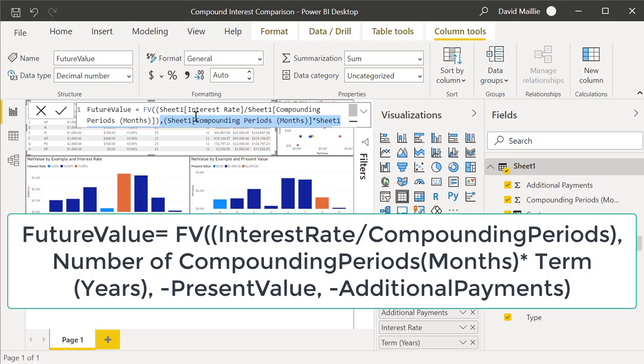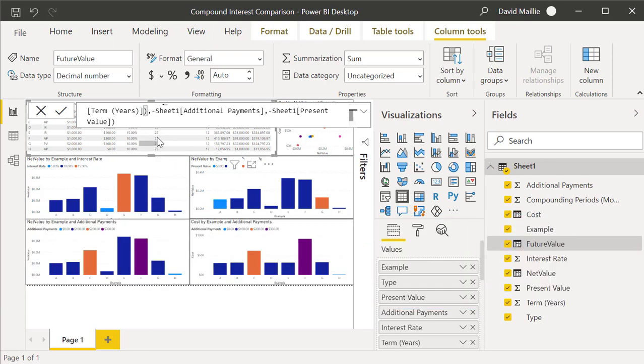Then I have a comma. Let's see if we can get that back here. Now I have this comma right here, and next to it I have compounding periods and term. But that's compounding periods times the term. The reason being, in this case, I've got 25 years and I've got 12 compounding periods per year. So I need to multiply the two to get the total number of compounding periods.